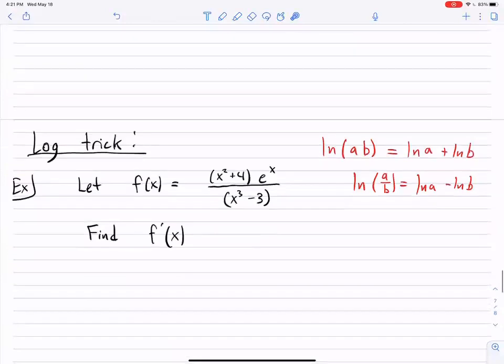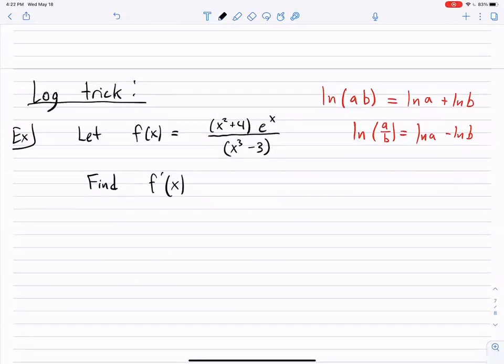One last log trick I want to talk about is when I have quotients of functions that are kind of complicated. I'm going to use the fact that natural log of a times b is natural log of a plus natural log of b, and that natural log of two things being divided is natural log of a minus natural log of b. That will help us take a derivative of something like that, because if I take the natural log of both sides, this becomes the natural log of a quotient, and I can split it up into different natural logs and take the derivative of each piece separately. Let me show you what I mean.